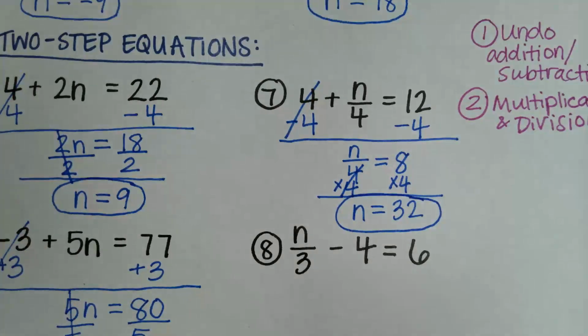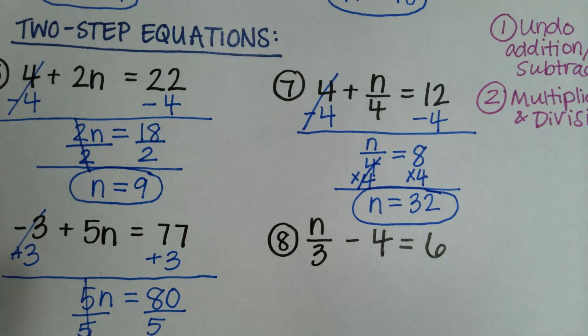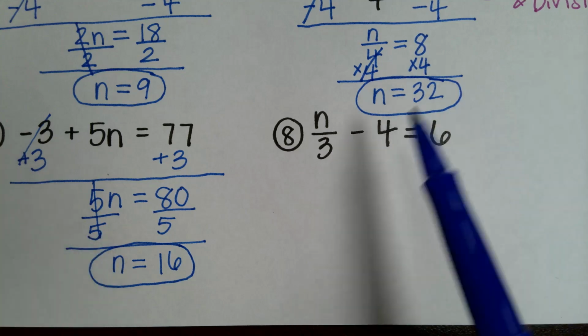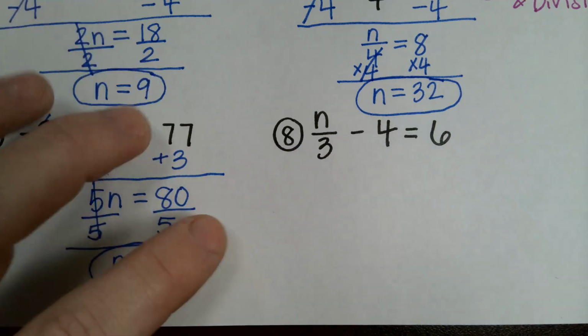All right. Any questions on number 7? Okay, let's do 8. Last one on the first page. I have n over 3 minus 4 equals 6. What do I do first?